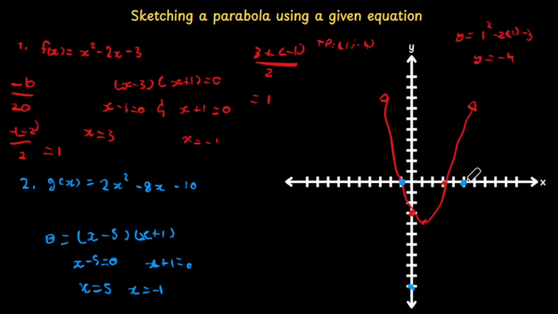Okay, I can now find the turning point for this function. I'm going to use my preferred method, which is adding the values of the x-intercepts and dividing by 2. So that would be 5 plus minus 1 all over 2, and that would be equal to 2, because 5 plus minus 1 is 4, and 4 over 2 is 2. You can also use the minus b over 2a method. So I can say minus negative 8 over 2 times 2. Minus negative 8 is actually positive 8, 8 over 4, and 8 over 4 is equal to 2. It's the same thing, guys. It's essentially the same thing.